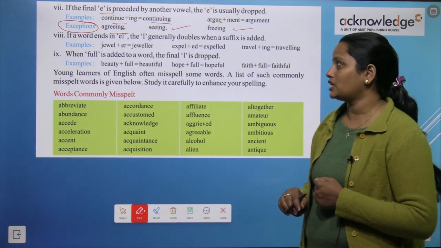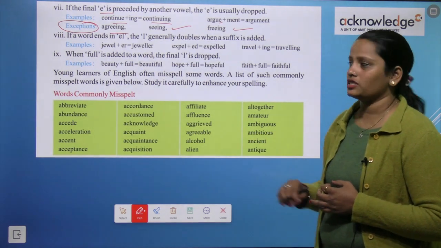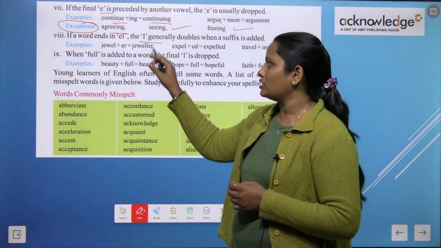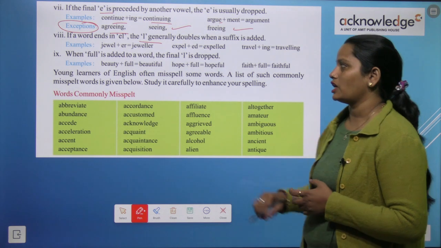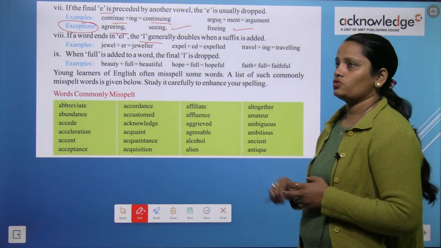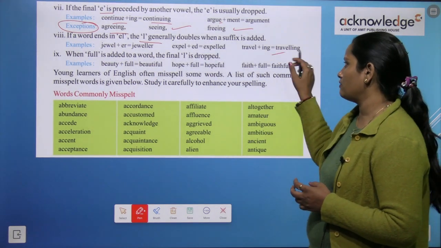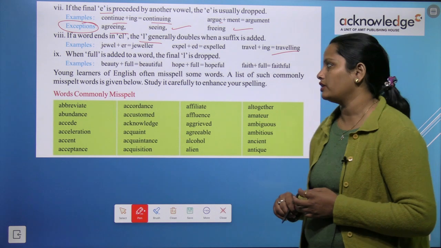अगर word जो EL से खत्म हो रहा है, the L generally doubles when the suffix is added. So one जो L है वो double हो जाता है. For example, jewel plus er becomes jeweler, and expel plus ed becomes expelled. Travel plus er becomes traveler.